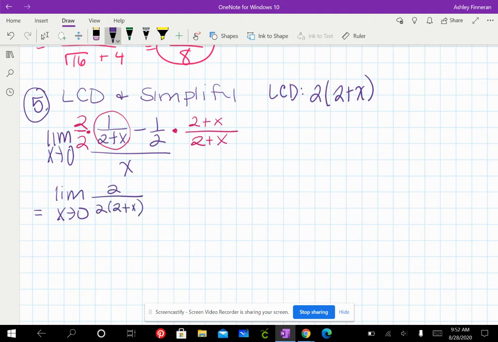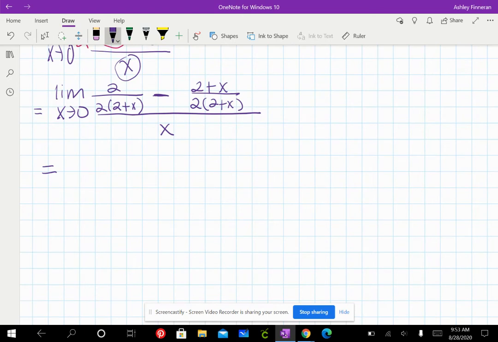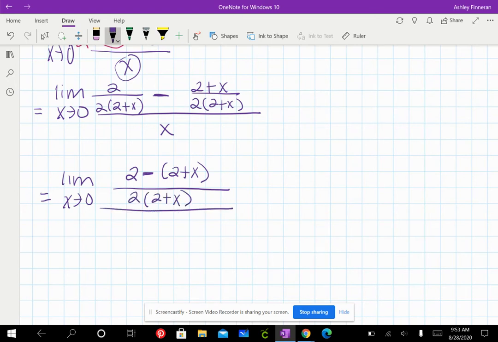So I have 2 over 2 plus x minus 2 plus x over 2 times 2 plus x, all over x. And that's this x here, just coming down, just traveling down. So now I am subtracting with a like denominator. So I have the limit as x goes to 0. These problems are big. Of 2 minus 2 plus x all over 2 times 2 plus x, all over x. And I'm going to write that as x over 1.